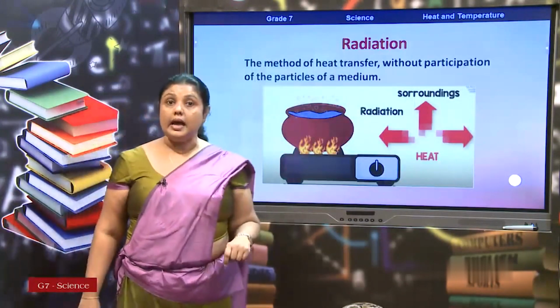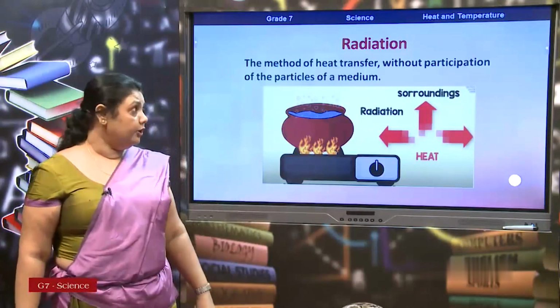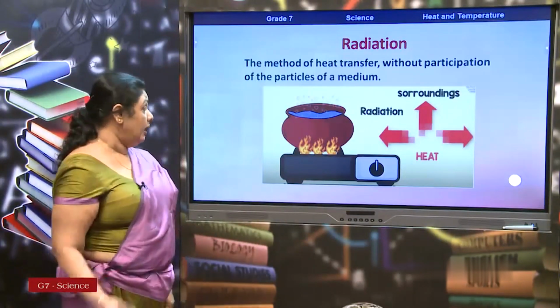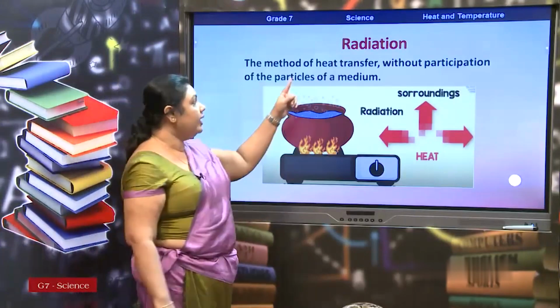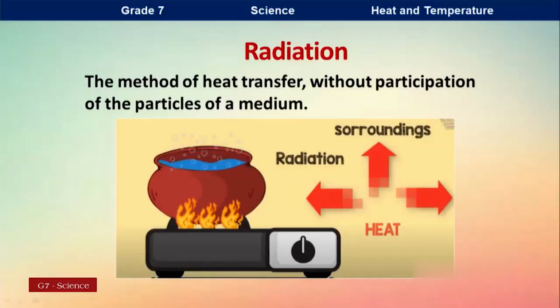Okay, our last method of transferring heat energy: radiation. It is the method of heat transfer without the participation of particles. You know what are particles? Solid particles, liquid particles, air particles. There is no participation here. So, there is no participation of particles moving from place to place, but the energy moves.